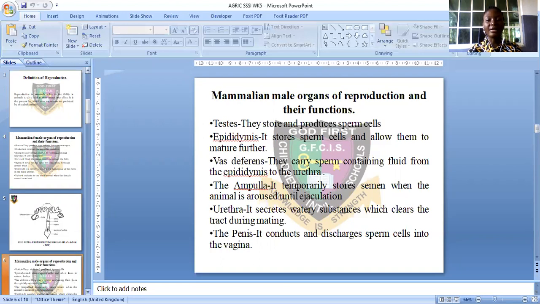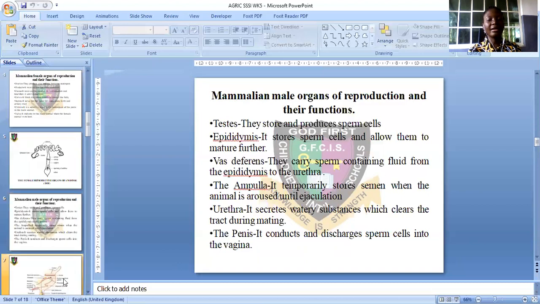We have the urethra. The urethra secretes watery substances that clear the tract during mating. That's some watery substance that the urethra will secrete when mating is in process. And finally, the penis. The penis conducts and discharges sperm cells, the spermatozoa, into the vagina during copulation.